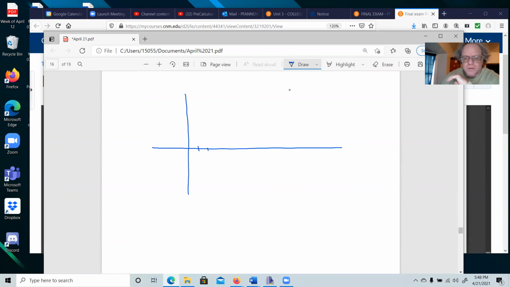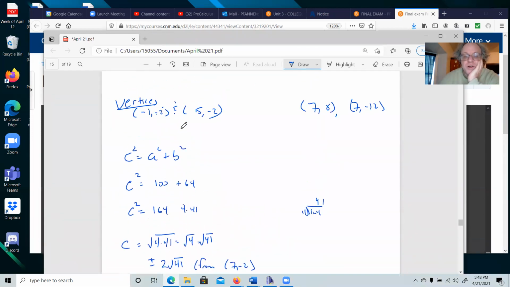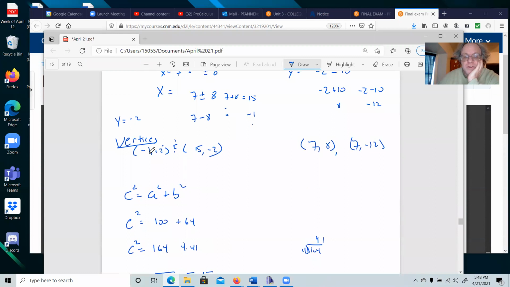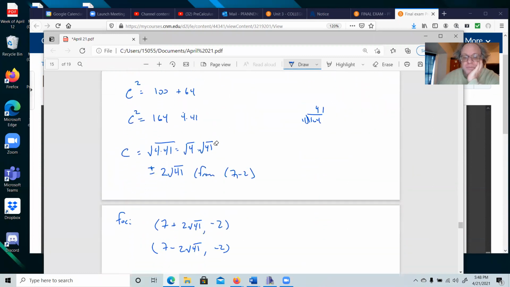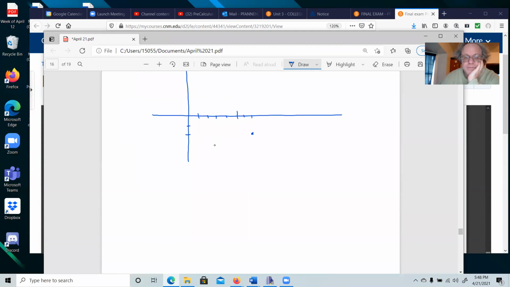So 1, 2, 3, 4, 5, 6, 7, 1, 2. 7, negative 2. That's my center. All right, we could talk about our vertices. So what is this going to be? It's negative 1, negative 2. Okay. And what was it, 15? So that was 7, 8, 9, 10, 11, 12, 13, 14, 15.